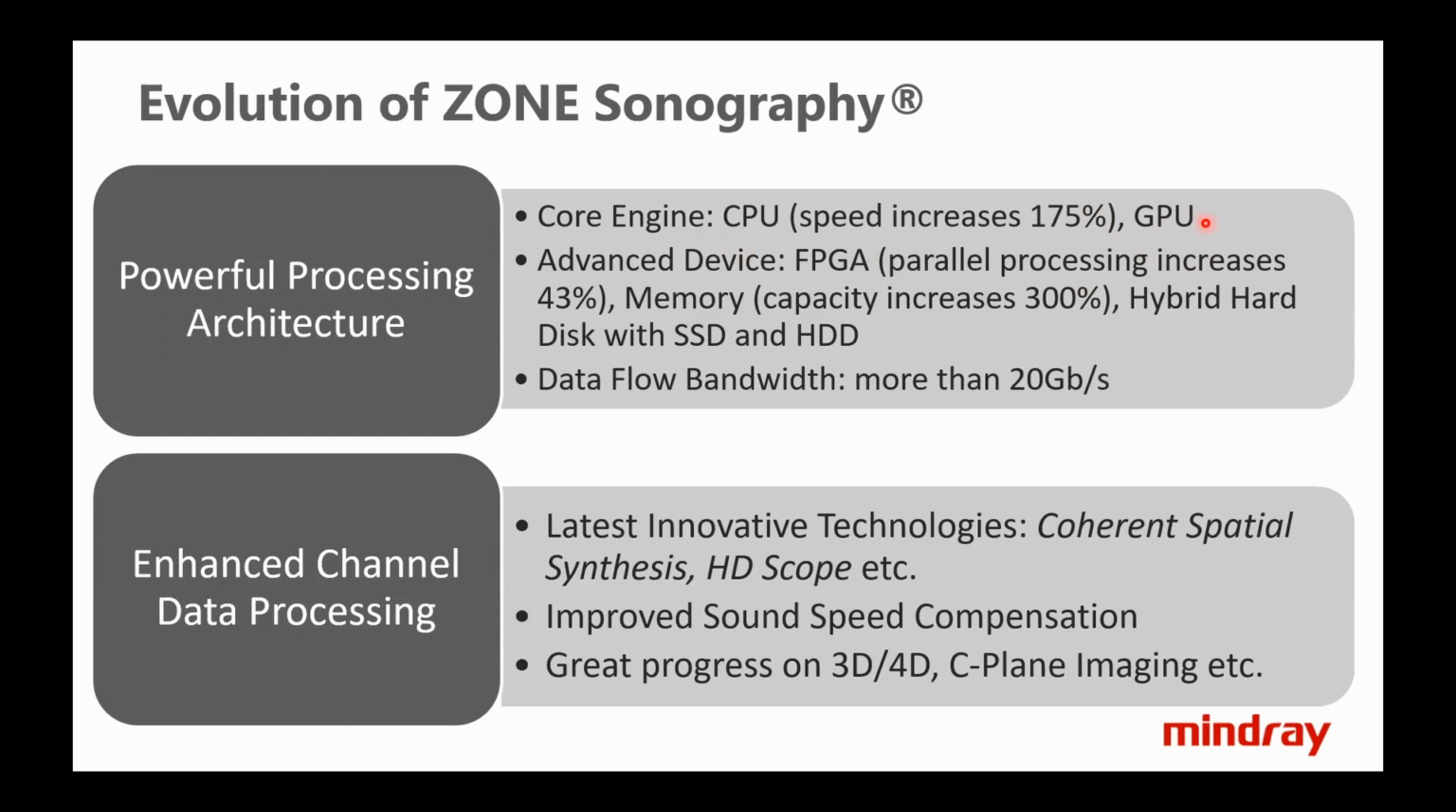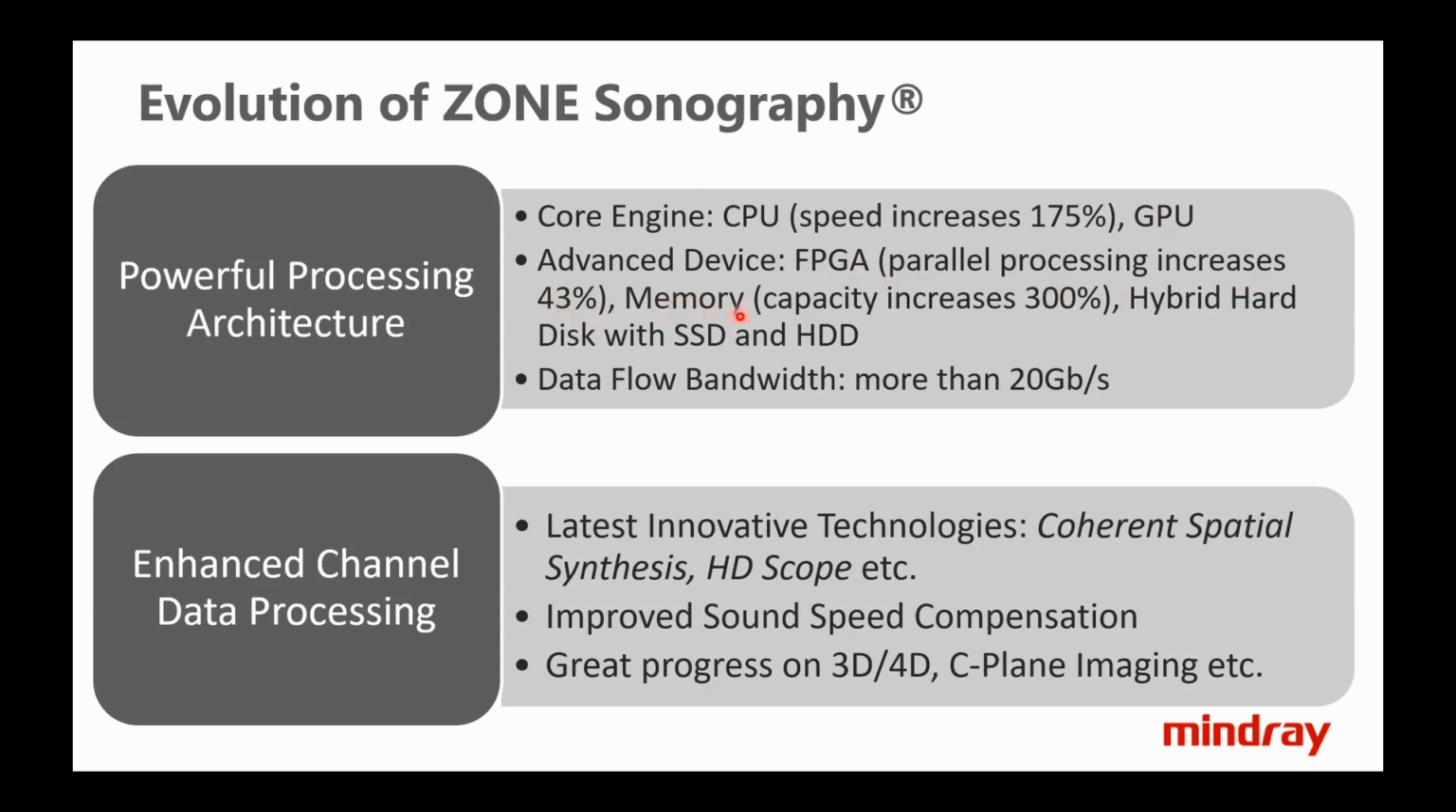Can CPU only make uniformity of imaging? No. So we also use GPU in our Mindray machine. GPU, here G means graphic. So we use two processing: one is CPU and the second is graphic. And also for advanced devices, we use FPGA, field programmable gate array, to increase the capacity and the processing. It will be higher than 43%.